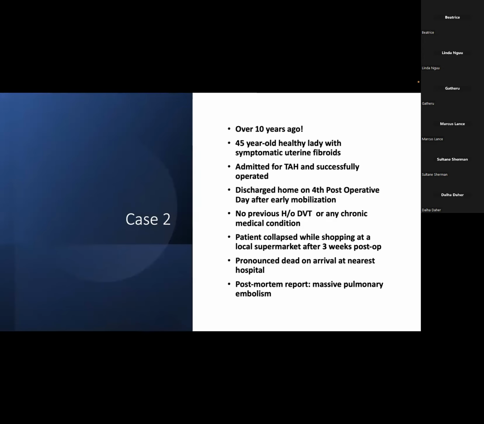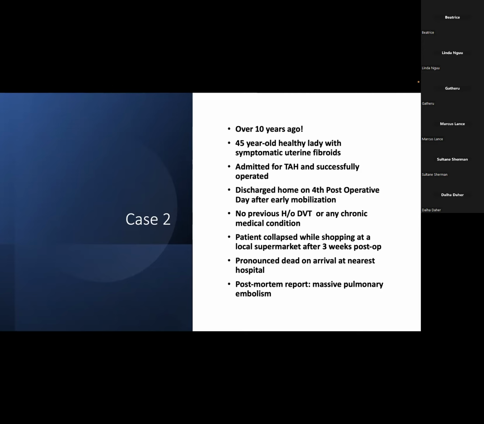Case number 2. This happened over 10 years ago. We had a 45-year-old healthy lady with symptomatic uterine fibroids. She was admitted for TAH, which was successfully done. She was discharged home, active, alive, and well.